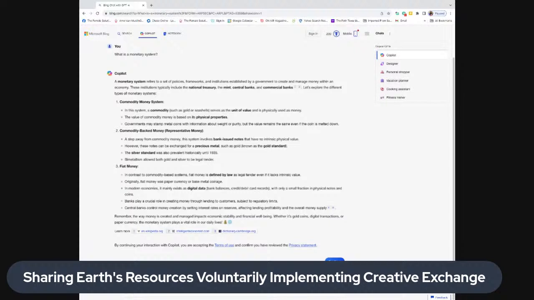So first is the commodity money system. In this system, a commodity, such as gold or seashells, serves as the unit of value and is physically used as money. The value of commodity money is based on its physical properties. Governments may stamp metal coins with information about weight or purity, but the value remains the same even if the coin is melted down. So let's just take a look at that for a minute.